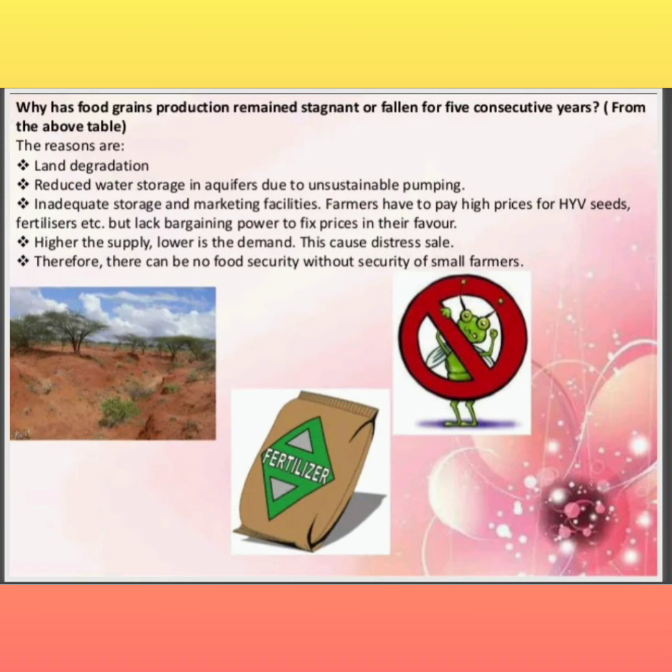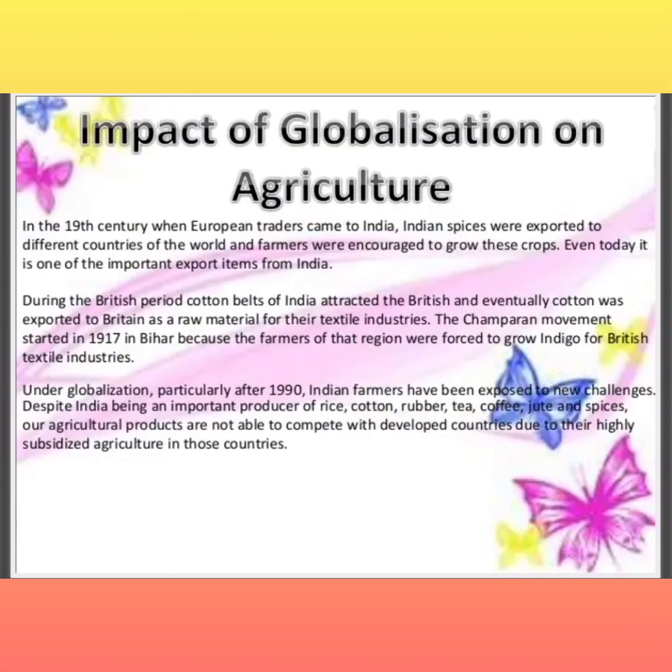Now, therefore, there can be no food security without the security of small farmers. So, the food security system of India, or of any country, should include the security of small farmers as well. Now, the next topic is: what is the impact of globalization on agriculture?